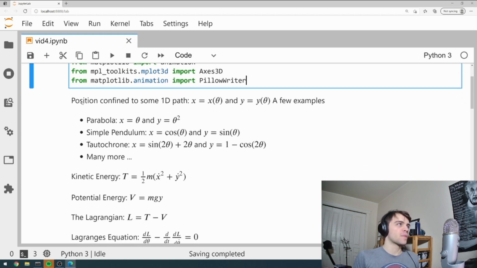Let's define our problem. We have a particle in space and it's confined to some one-dimensional path, meaning there's only 1 degree of freedom. The pendulum can rotate, the bead can go on the wire in various ways, and so we can parameterize everything in terms of theta, and I'll get to that a little later. This is typical. A few examples is a parabola where x equals theta and y is theta squared. So you can imagine a bead sliding on a parabola. The simple pendulum where x equals cos theta, y is sine theta. That's a bead sliding on a circular wire. And that's also the same as a pendulum rocking back and forth.